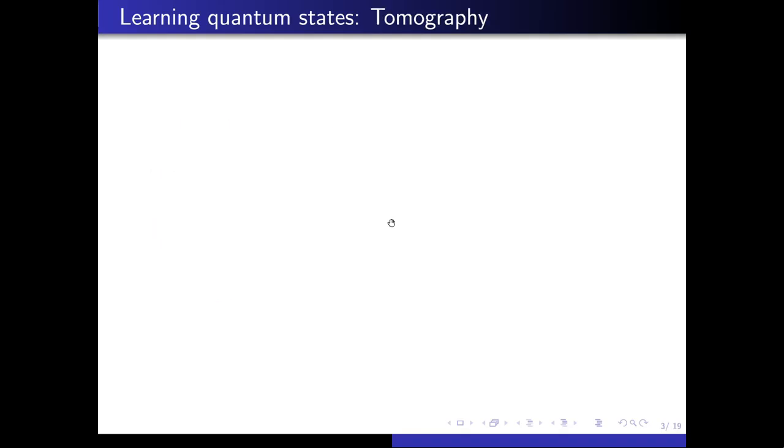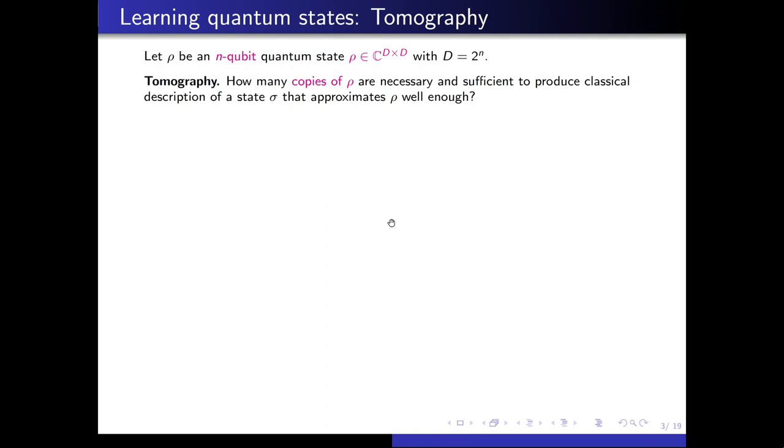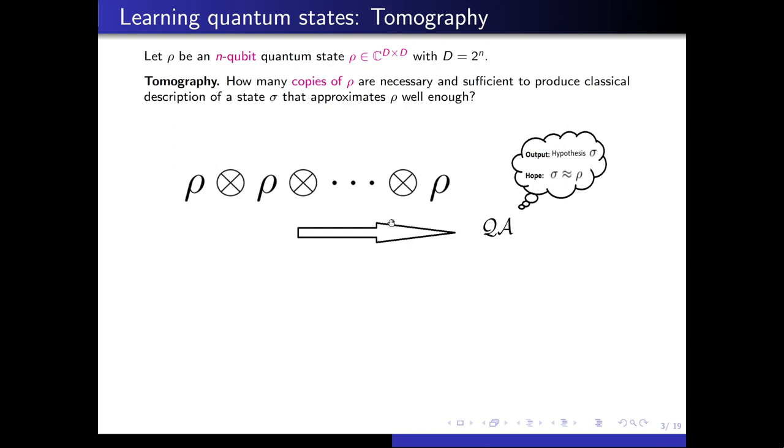Good, so let's begin. Let's talk about tomography. So what is tomography? Rho is just an unknown n-qubit quantum state, so rho is a d by d matrix, where d is 2 to the n, because rho is n-qubit. The question in tomography is, how many copies of rho are necessary and sufficient to produce a classical description of a state sigma that approximates rho well enough? More pictorially, you have QA, your quantum algorithm, and I keep giving it identical copies of rho. The goal is for the quantum algorithm to produce a state sigma such that sigma is close to rho. You could care about how the output should be given, but in tomography I just care about the number of copies of rho, or the sample complexity.